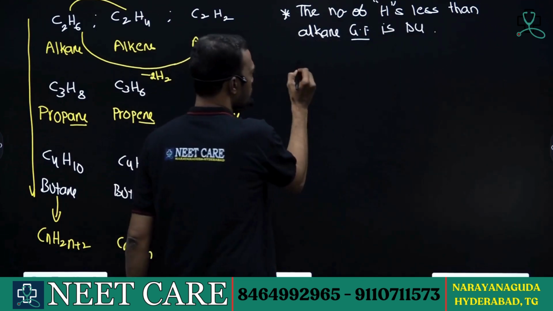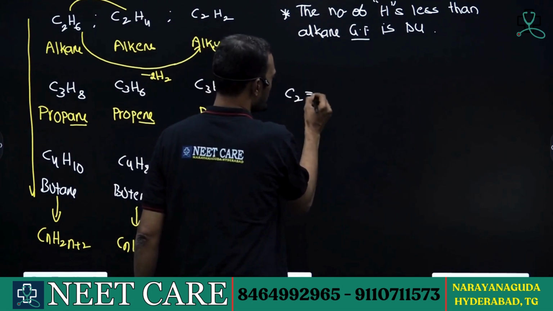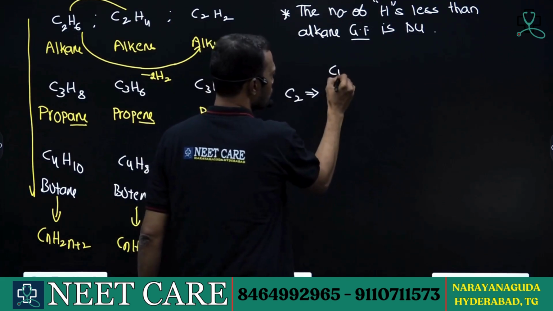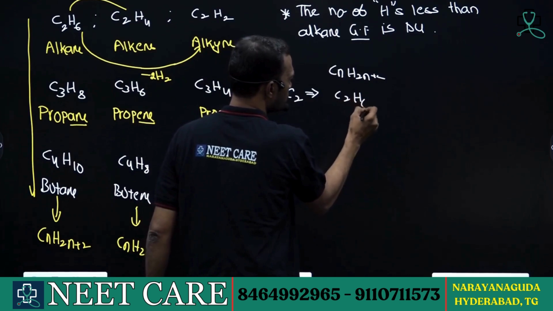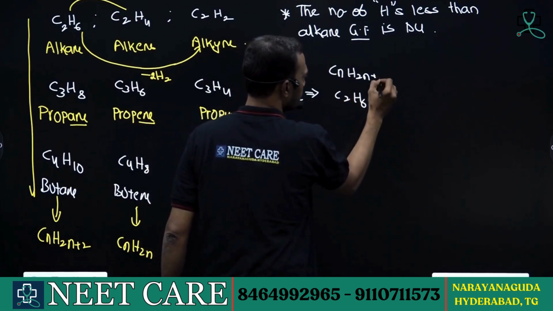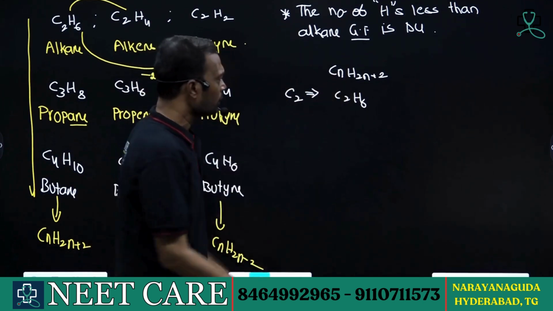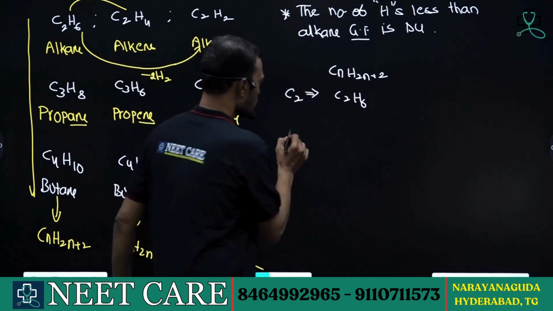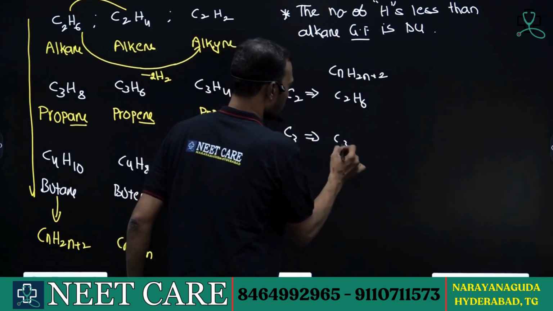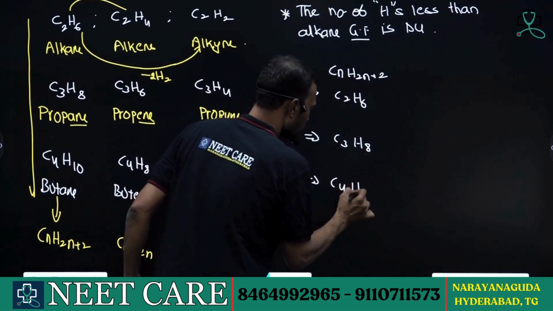Suppose 2 carbons are given, carbon is 2. We first substitute it in the alkane general formula. Then what is the formula? C2H6. We need to substitute these 2 carbons in the alkane general formula. They should carry 6 hydrogens, which becomes a saturated hydrocarbon. If 3 carbons are present, then the formula is C3H8, and if 4 carbons are present, then the formula is C4H10.